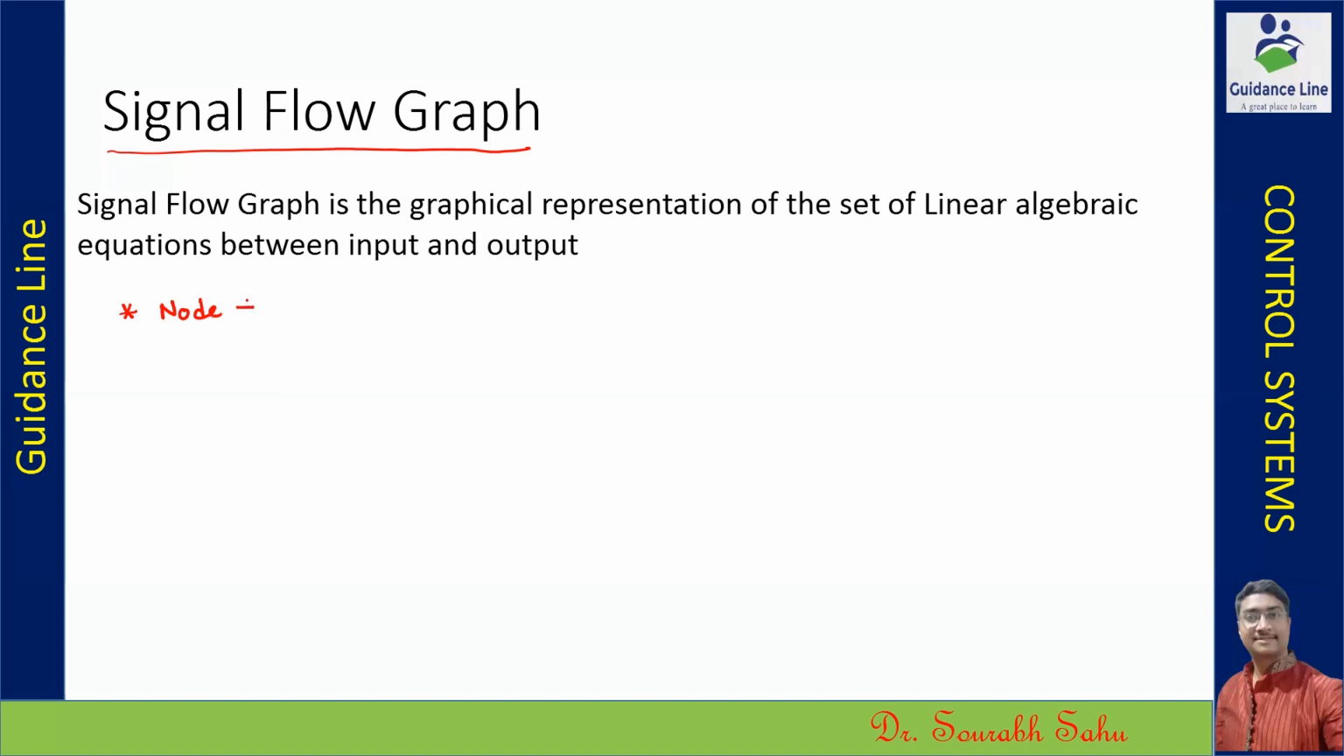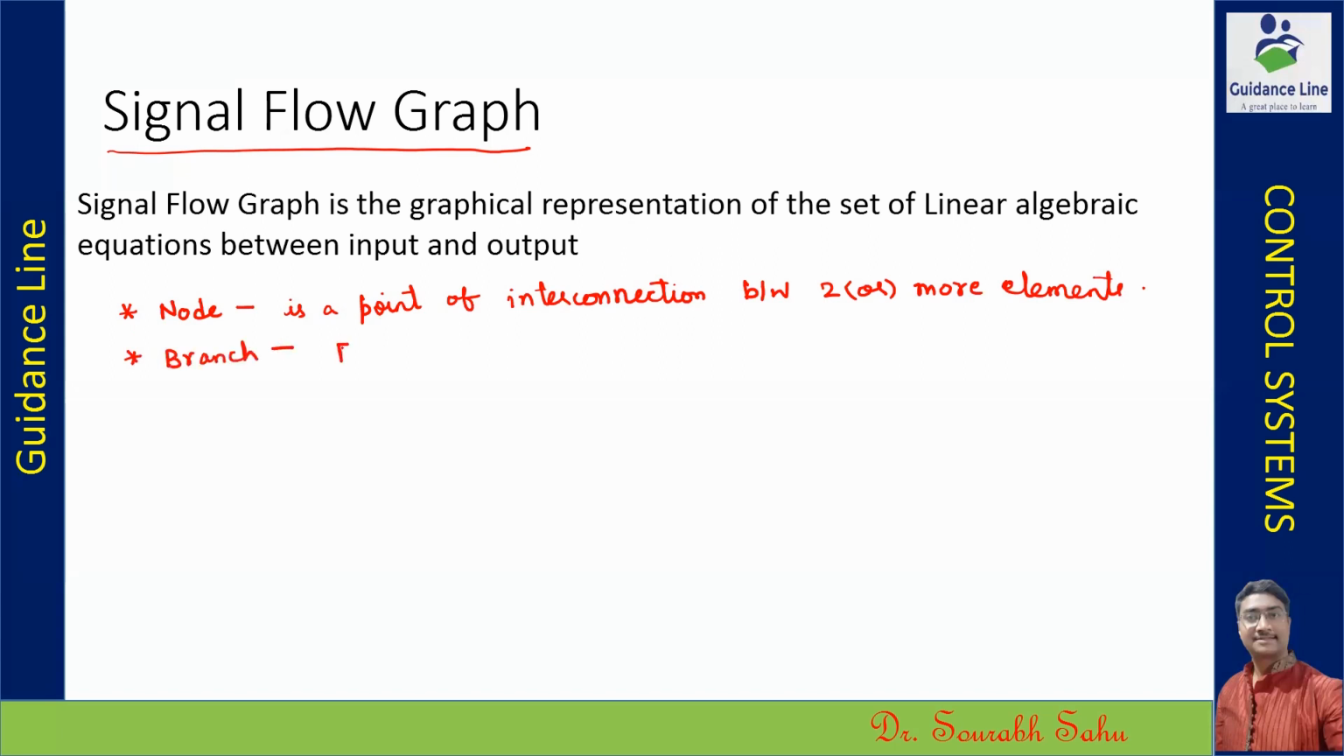If we talk about a signal flow graph, one term associated with it is a node. A node is nothing but a point of interconnection between two or more elements. The next term involved with a signal flow graph is a branch. A branch is nothing but an elemental connection between two nodes.